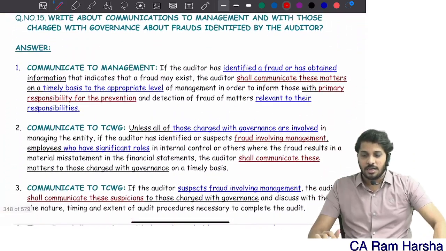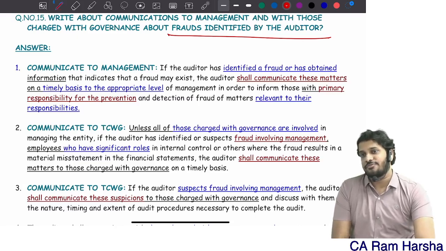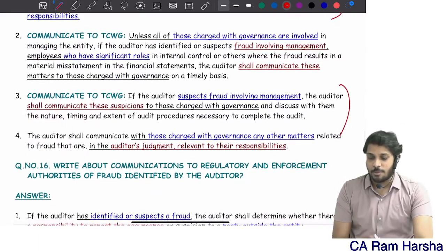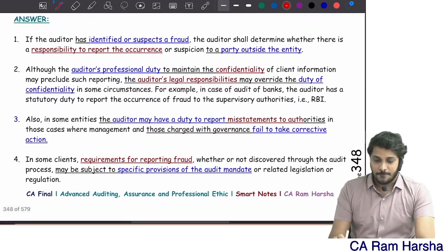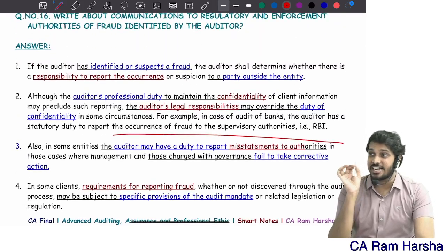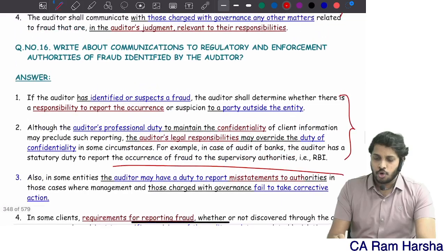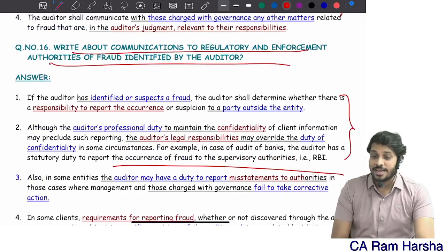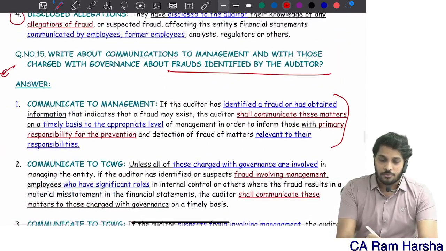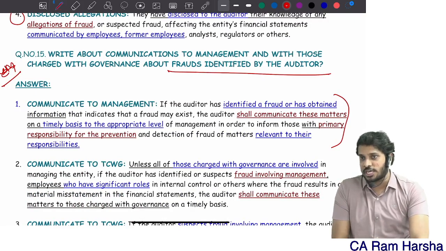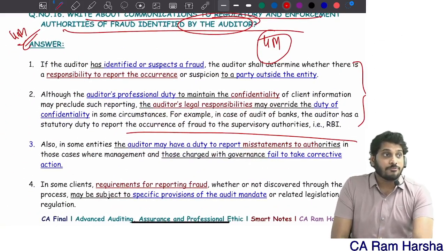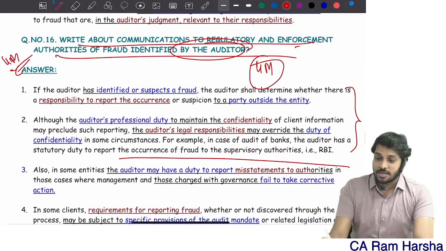And finally, reporting. If at all you identify the fraud, what do you have to do? First, you report it to the management. If at all management is involved, then report to the top management. Getting it? Then see whether that particular fraud resulted in material misstatement. In such a case, you may have to report it to regulators. Write about communication to regulators about the frauds. This itself can be asked as a 4 marks question. They will ask you this question: write about reporting of frauds to management and those charged with governance. That itself can be asked. In that case, you have to write this. Sometimes they'll ask you, write about reporting of frauds to outsiders like regulatory and enforcement authorities.